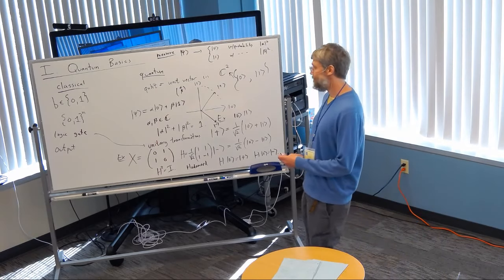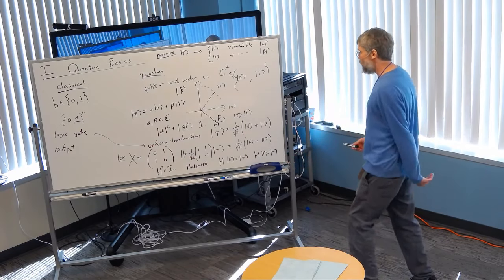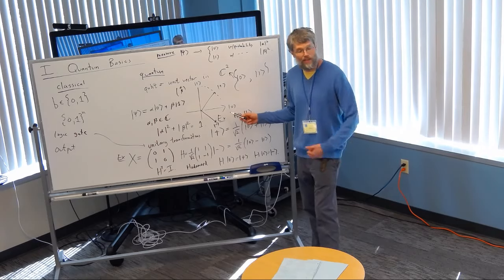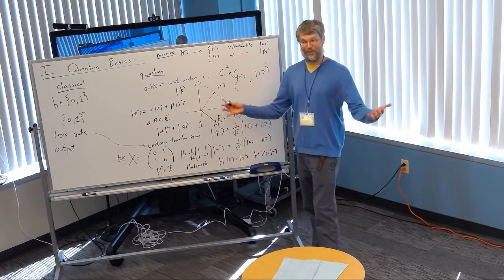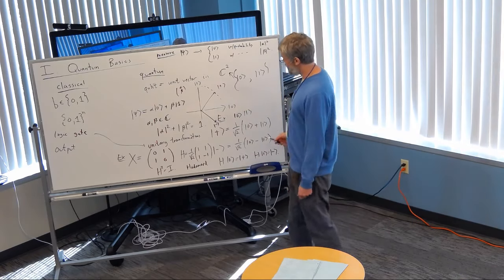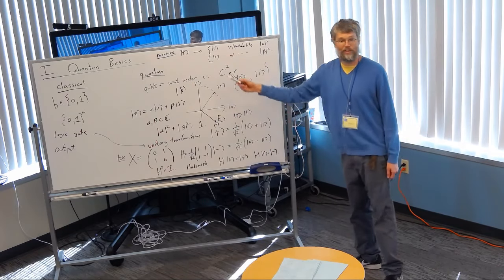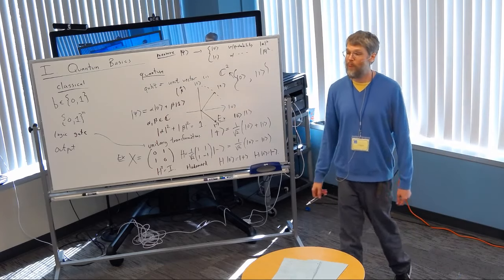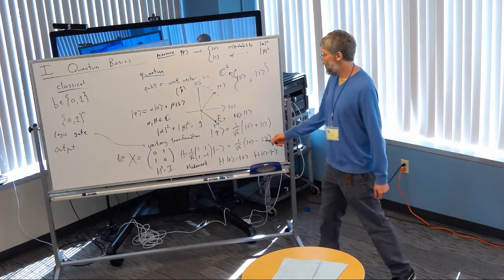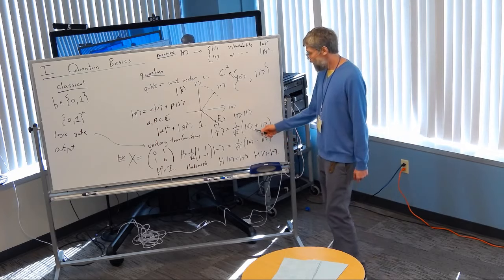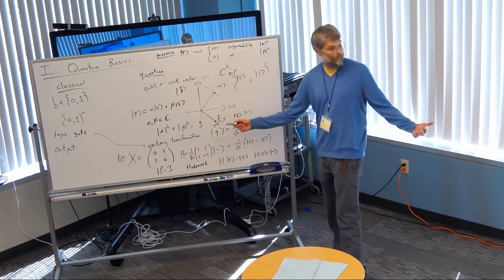So for example, if somebody handed you a 0 state and you measured it, you'd always see 0. If somebody handed you a plus state and you measured it, then half the time you would see a 0 and half the time you would see a 1. If somebody handed you a minus state, similarly, half the time you would see a 0 and half the time you would see a 1.